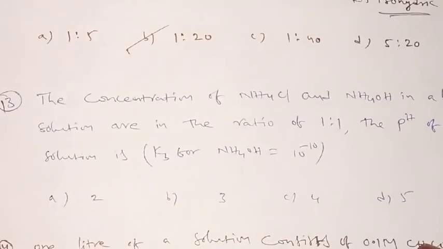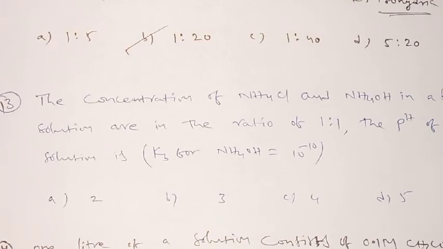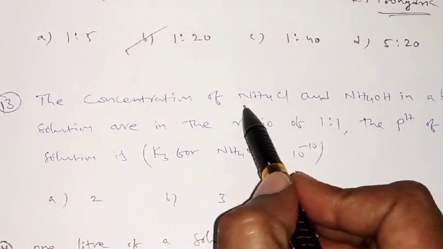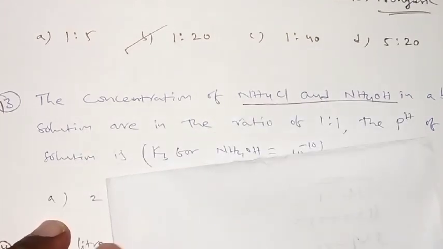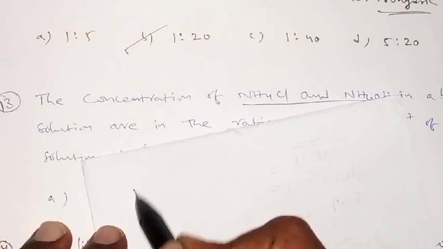The concentrations of NH4Cl and NH4OH in a buffer solution are in the ratio of 1:1. The pH of the solution is? So it is the simplest model, and many times they ask about buffer solutions. As per the buffer solution concept, this is the combination of a weak base and its salt with a strong acid. What is the formula now?